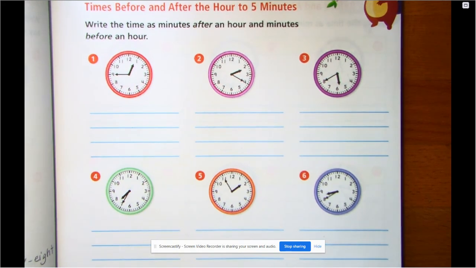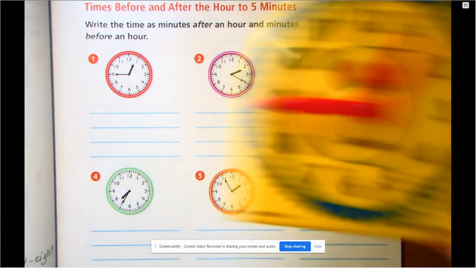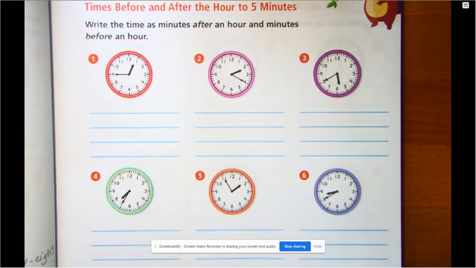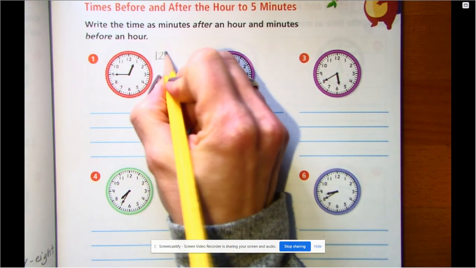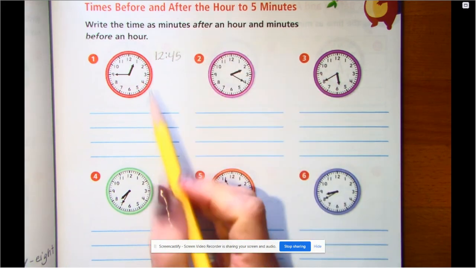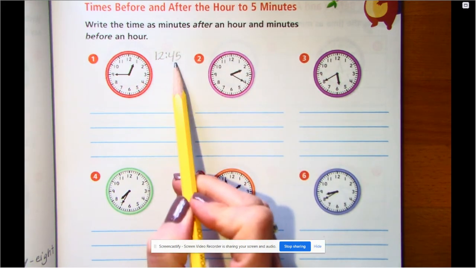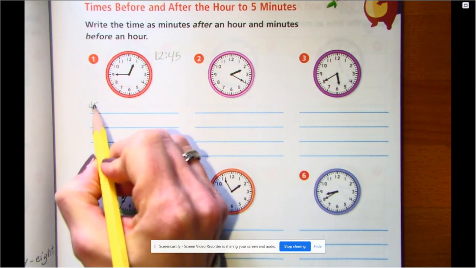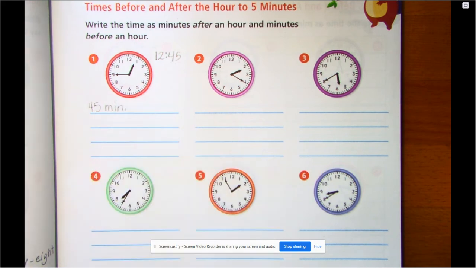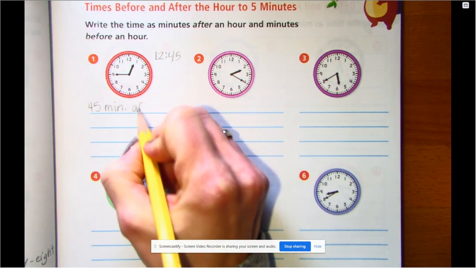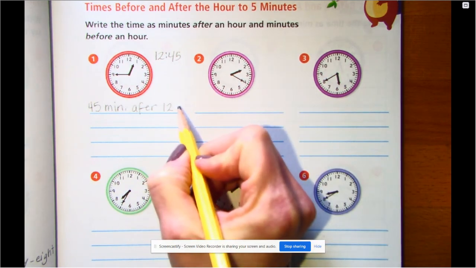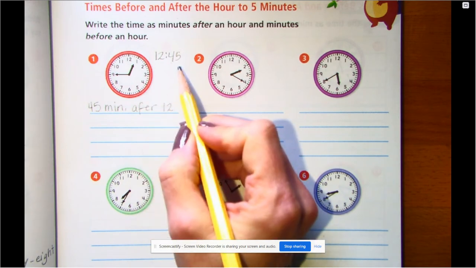Okay, so if we look at that first clock, this is what I put on my clock here, that the time is 12:45. So we're going to write that time down up here in the corner so we know what time it is. That means it's 45 minutes after this hour. So we're going to write that down. 45 minutes, and I'm going to abbreviate minutes, after 12, or 12 o'clock, really. Okay, so 45 minutes after 12.